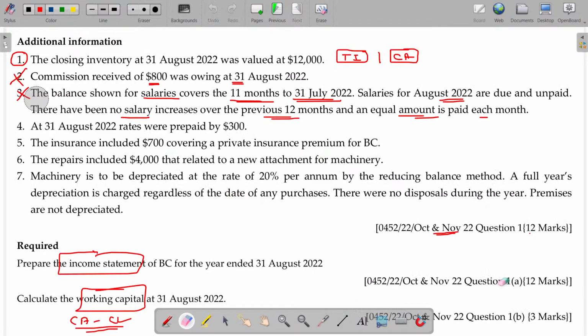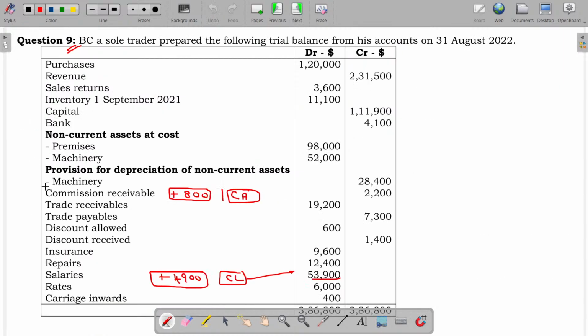And next, fourth, at 31st August 2022, rates were prepaid. Then the prepaid amount should be subtracted from the rates. 300 should be subtracted, and expenses paid in advance, being your asset, is named as a current asset.